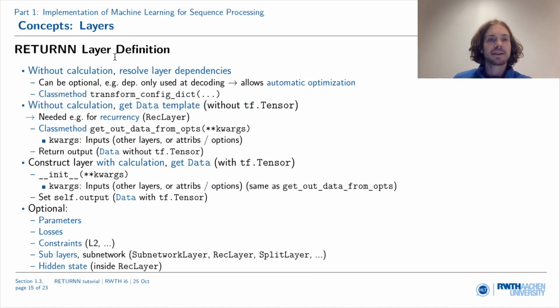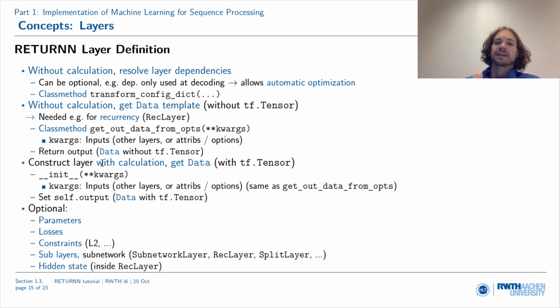So a bit technically to the layer definition. So first of all, there's some API to resolve layer dependencies, and importantly, a layer dependency can also be optionally only used at decoding time. And this allows for automatic optimization later on. We will later show this in detail. Or the layer has an API to get just the data template, so without TF tensor. So we will use that, for example, in recurrency.